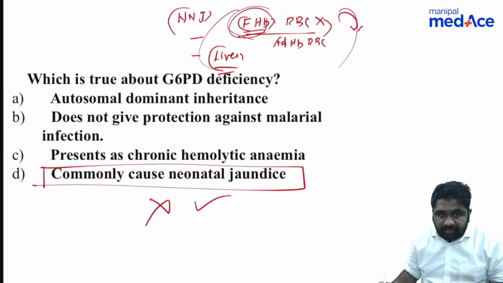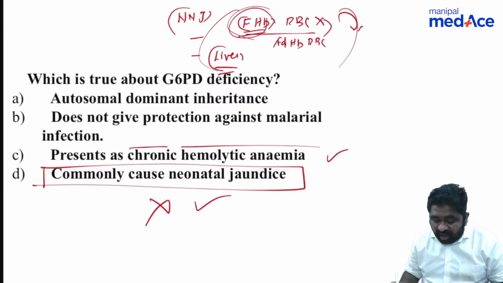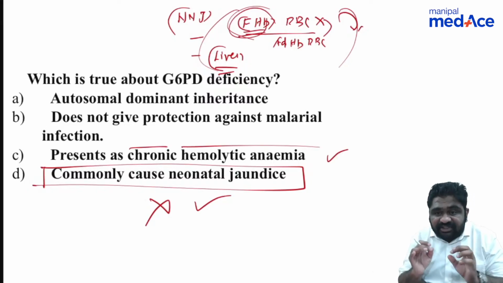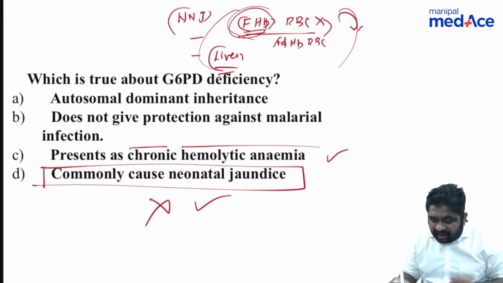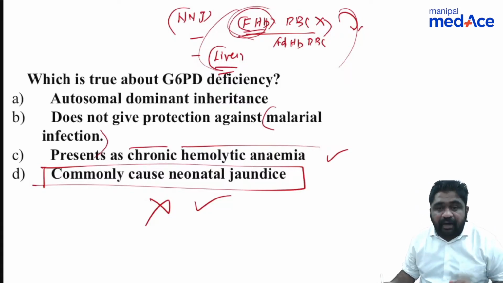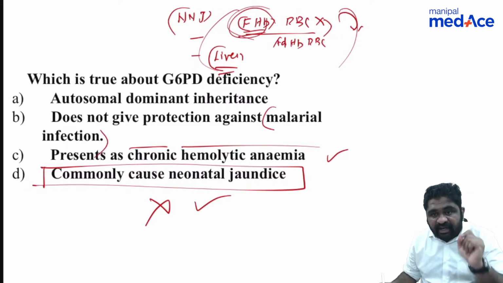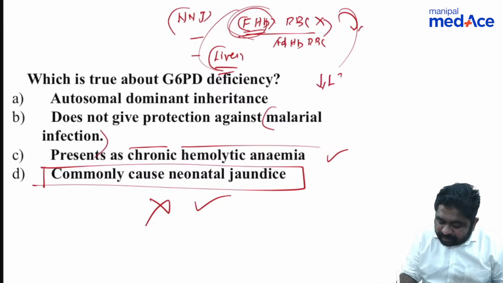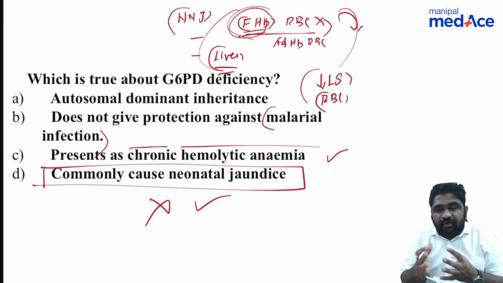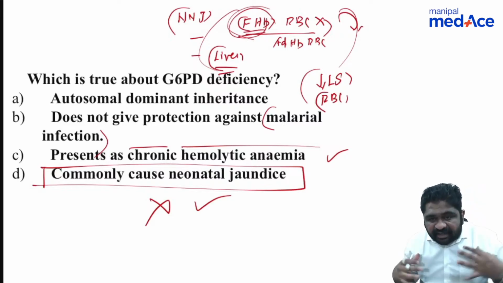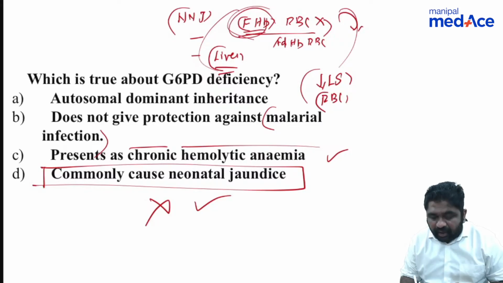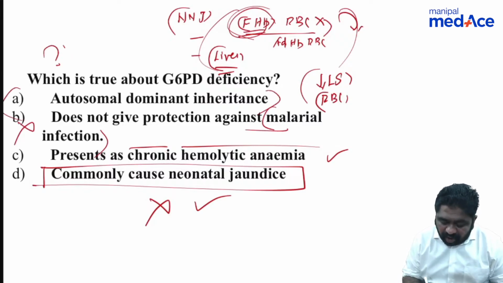But in G6PD deficiency, the patient can have chronic hemolytic anemia. That's a true statement. And if there's a G6PD deficiency, because the RBC's lifespan is decreased, there is protection against malarial infection, especially in the Mediterranean region and in the African countries. Because of decreased lifespan of RBCs, the malaria parasite will not be able to grow inside. You can actually have resistance and protection against malaria. So option B is wrong. Now, autosomal dominant inheritance, go back and check what inheritance it is.